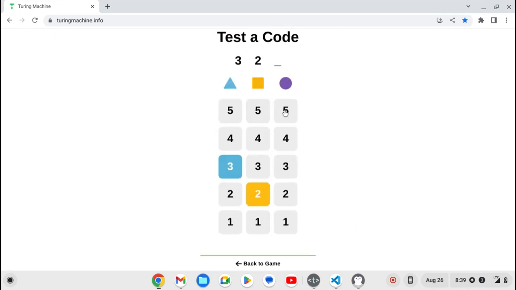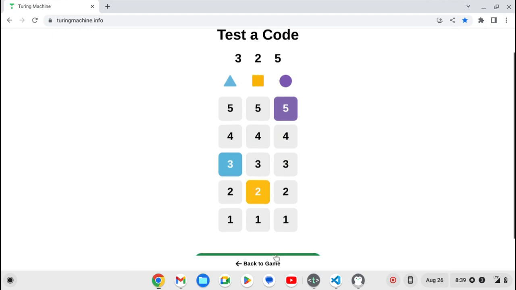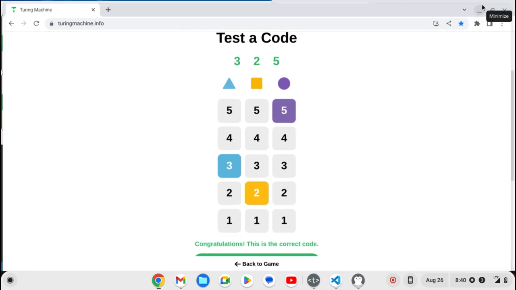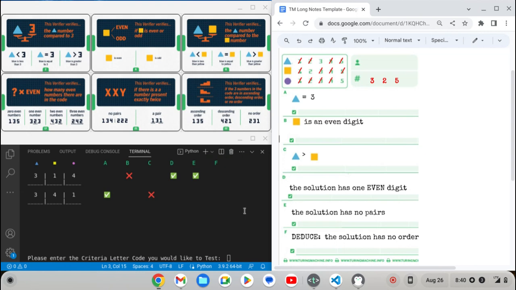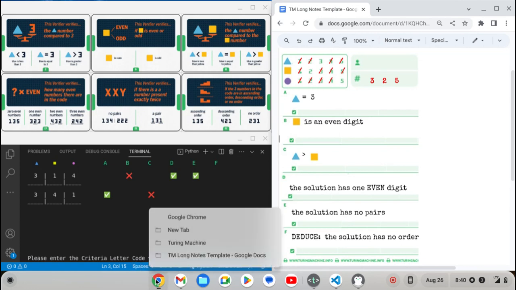So 3, 2, 5. Okay, fantastic. And let's see how we did versus a Turing machine. We were able to accomplish in a puzzle with 6 criteria cards to only question 5 of them. That's always a great indication that we should have beat the Turing machine. In the first case, we did B, D, E, and B was incorrect, and then we did A, C, and C was incorrect.